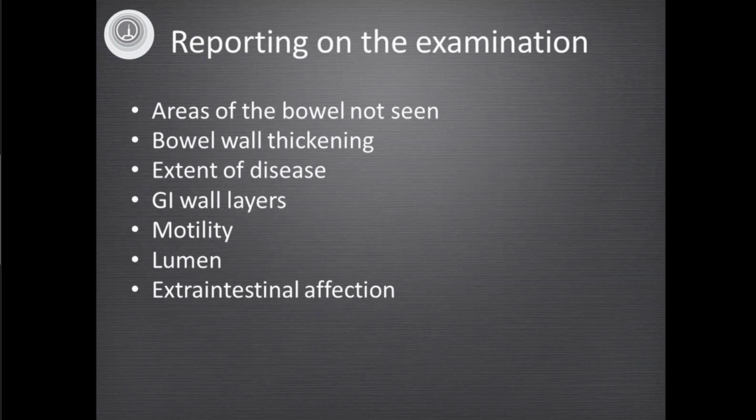And then when you finish your examination, you have to do a report. And I always think it's important to mention the areas you did not see, and then you mention the areas where you find pathology. And when you do that, you mention how thick the wall was, the extent of the disease, how it affects the GI wall layers, how it affects motility, any changes in the lumen, and obviously extraintestinal changes.